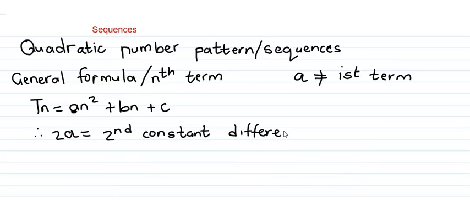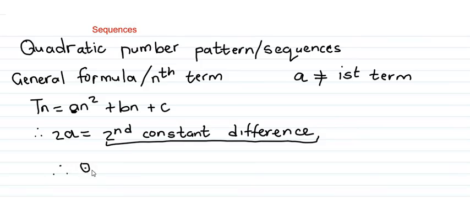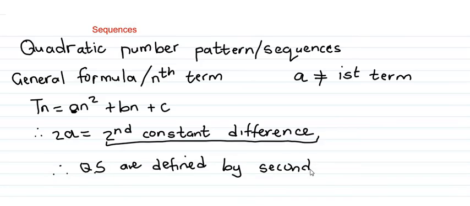So now we introduce another term. The term that we are introducing is the second constant difference. Quadratic sequences, I'm going to call them QS, are defined by the second constant difference. So we need to understand what we mean by second constant difference.